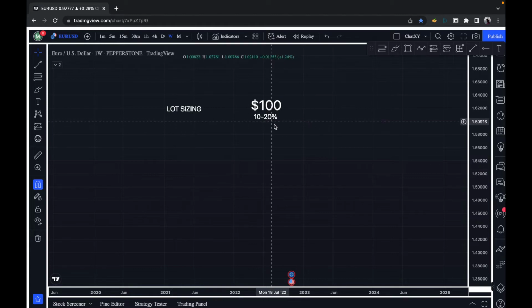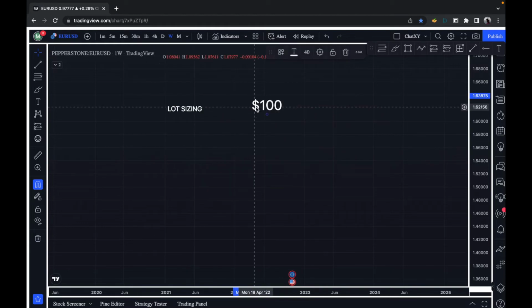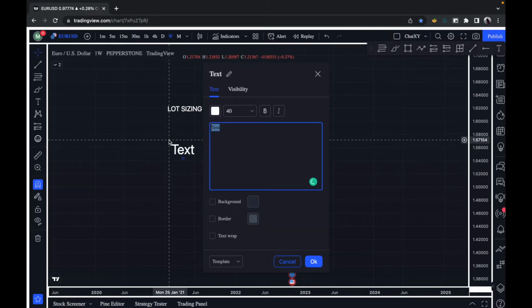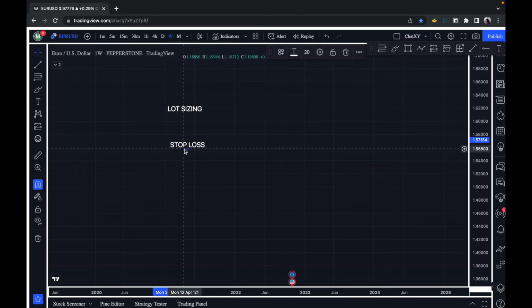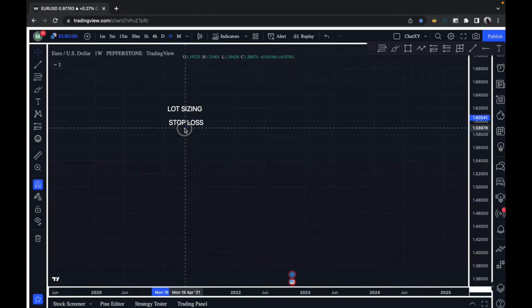Then the second point I have here, I'm gonna remove this and this too, sorry. Okay, then the second point is stop loss. Sorry, the size is too much, let me bring it down. Okay, the second point here is stop loss, should be under here.